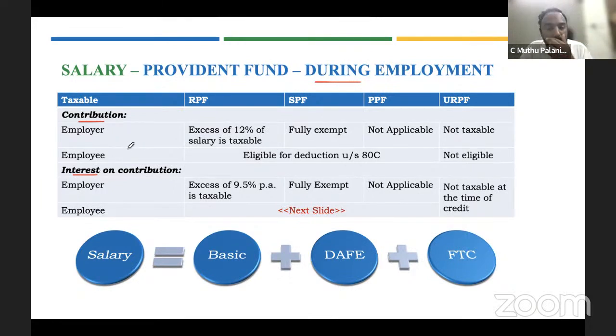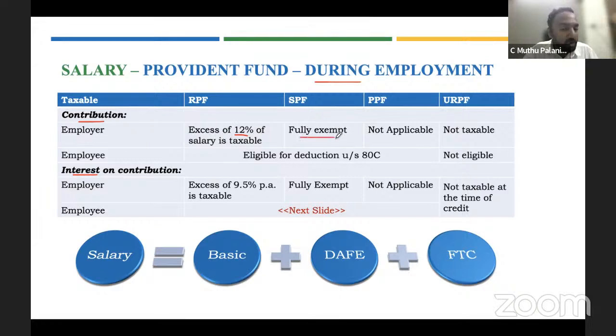Apo, what is the provision as such? Employer contribution in excess of 12% of salary is taxable. In recognized provident fund, RPF, whatever contribution is made in excess of 12% of salary. What do you mean by salary? நம்ம HRA பார்த்தது, நம்ம not covered for gratuity பார்த்தது. What we saw in leave encashment: basic salary plus dearness allowance for the retirement entitlement and fixed commission as a percentage of turnover. So all these are covered as the salary component. So the excess of 12% of these 3 components becomes taxable.